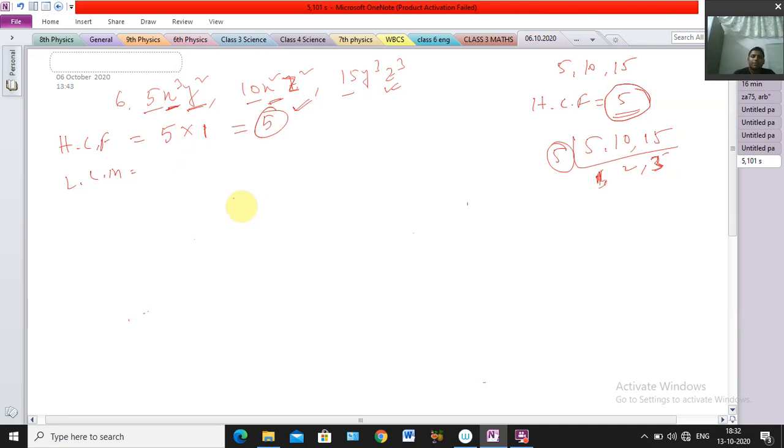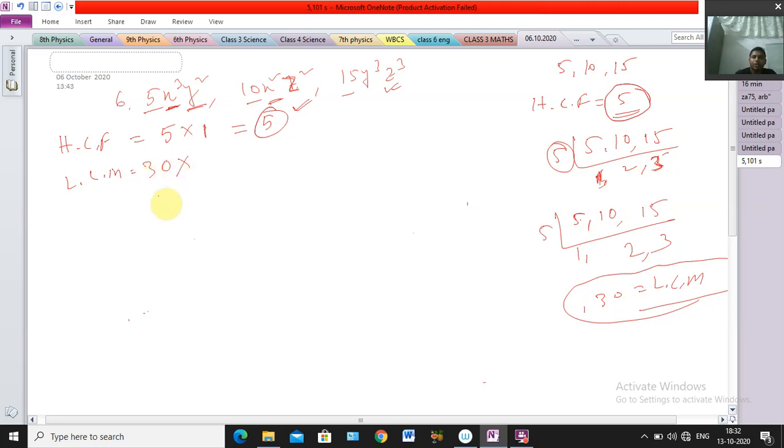So next find out the LCM. First the numerical coefficients: 5, 10 and 15 are given. So find out the LCM of the numerical coefficients. Here 5 1 is 5, 5 2 is 10 and 5 3 is 15. So 5 into 2 is 10, 10 into 3 is 30. That is the LCM of the numerical coefficients. Write it here at first.